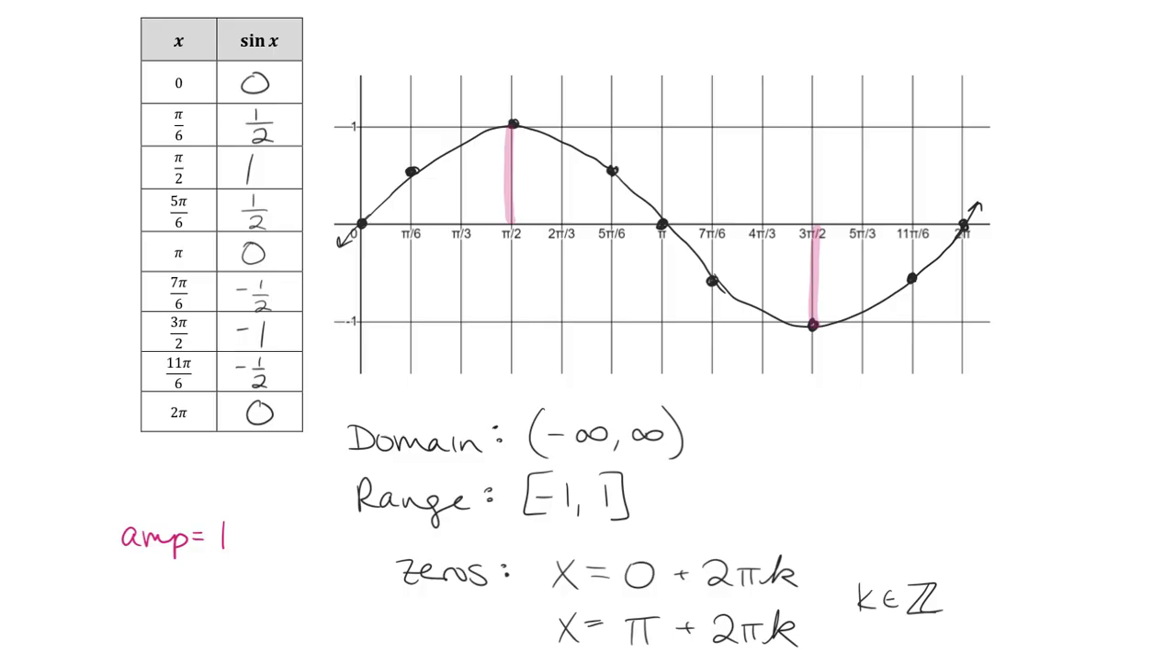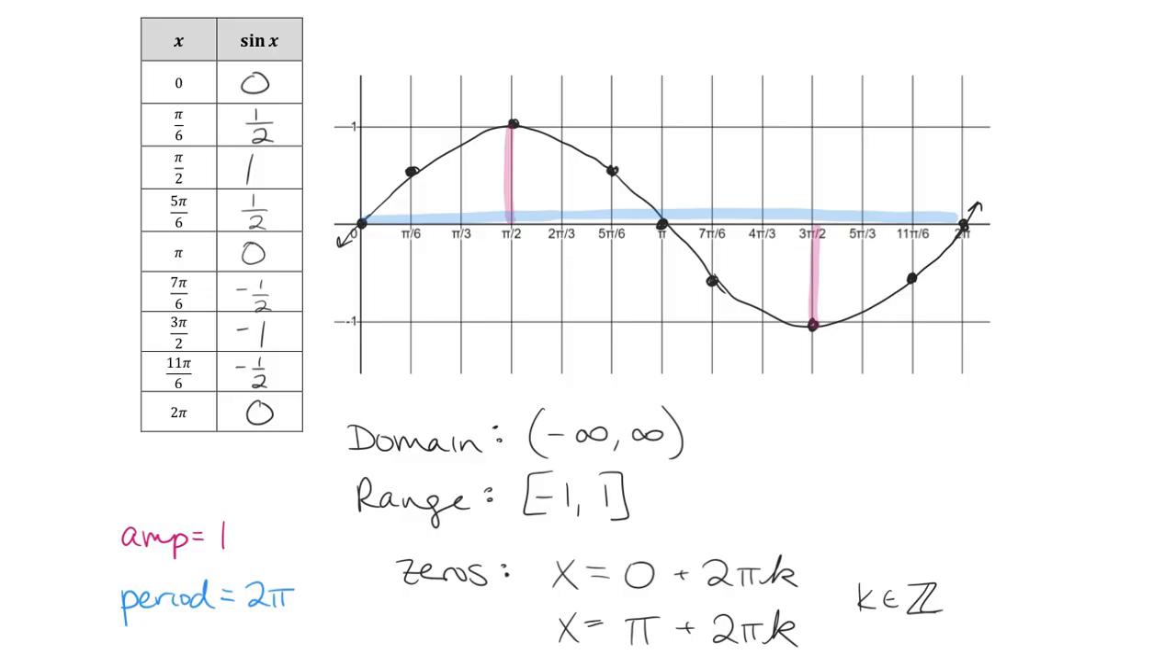The next question asked us to find the period of the function. How long did it take for us to do a full one of these graphs without repeating? 2 pi. So if we go from 0 all the way to 2 pi, we see that the period of the function is 2 pi.